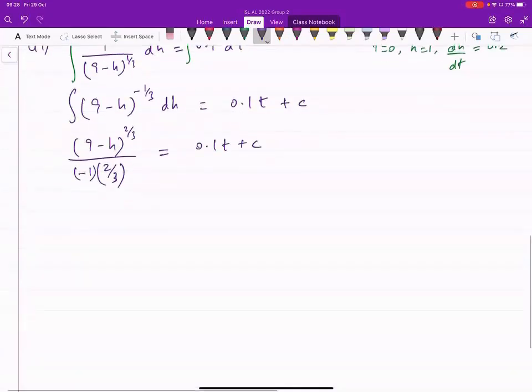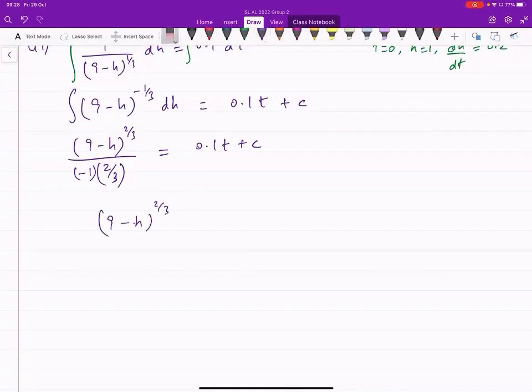Integrate कर लिया. अब इसको simplify कर लेते हैं थोड़ा सा. Minus ऊपर ले जाएं तो हमारे पास बन गया minus (9 minus h) whole raised to power 2 over 3. You've got 3 outside as well, so it becomes minus 3 over 2.